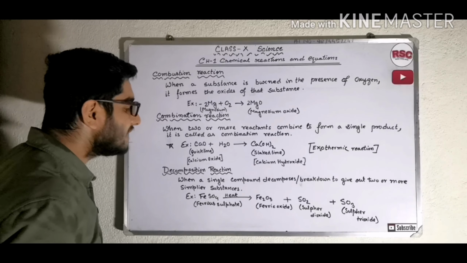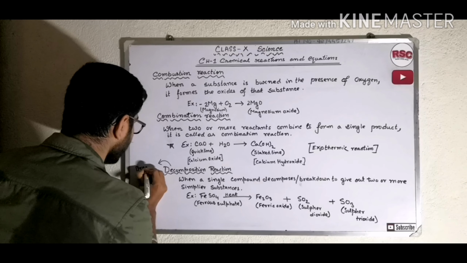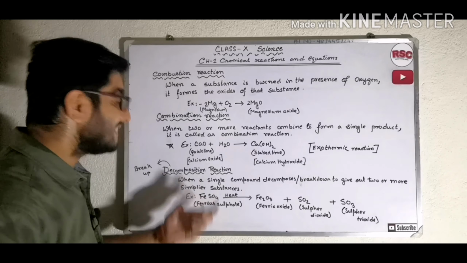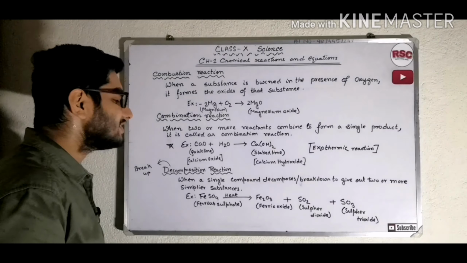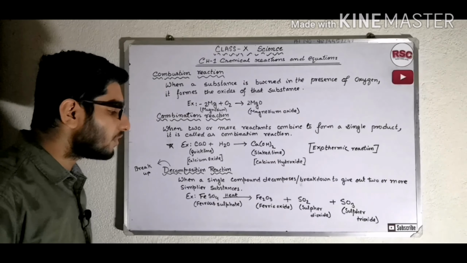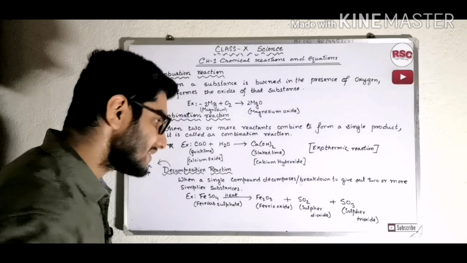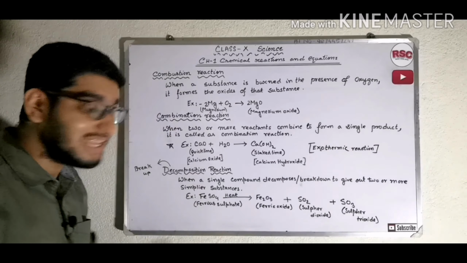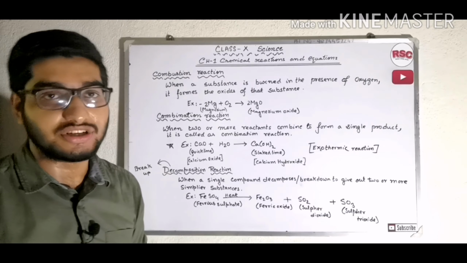Now coming to the decomposition reaction. Decompose means break up. From this word only we can understand that a decomposition reaction means the breakup of a substance. When a single compound, like ferrous sulfate, breaks down or decomposes to give two or more simpler substances, then that kind of reaction is called a decomposition reaction.